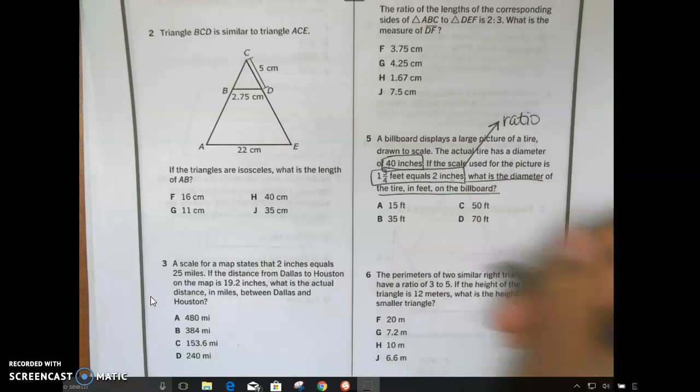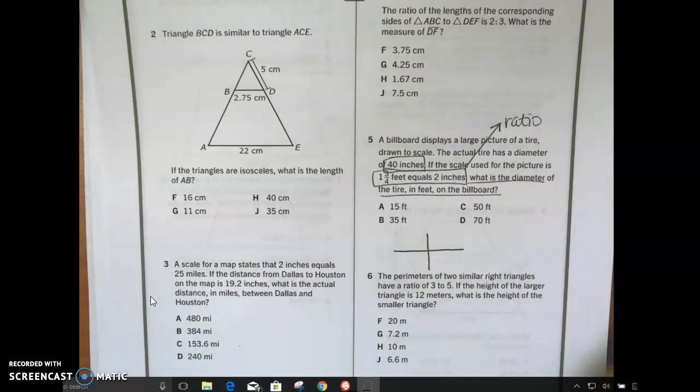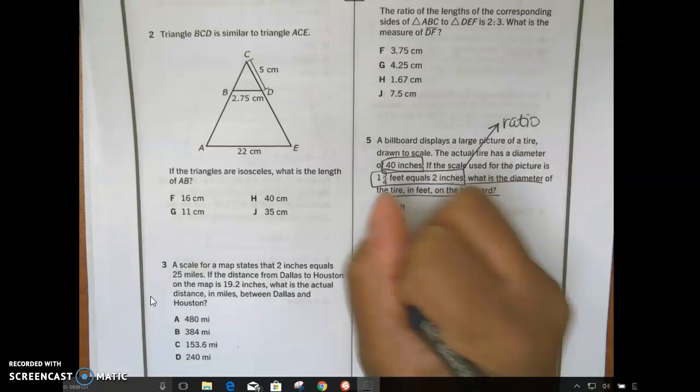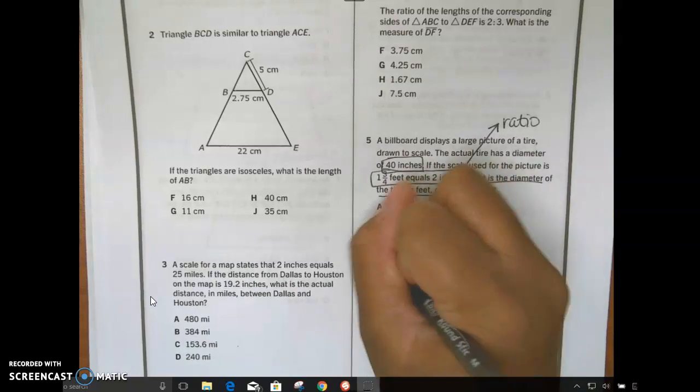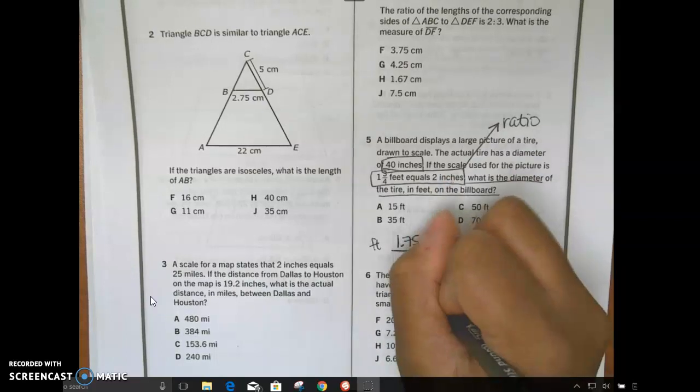So since this is the ratio, I'm putting it in my what? In my fraction and my proportion. So I'm going to put 1 3/4. What is that? 1.75. That's feet in 2 inches.